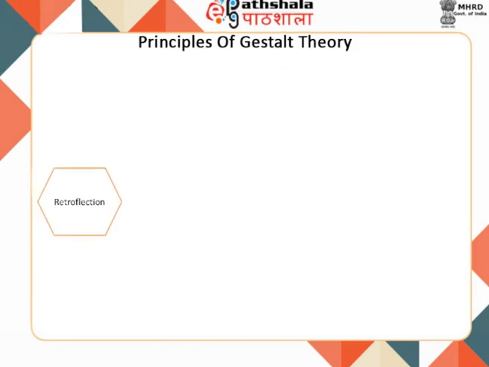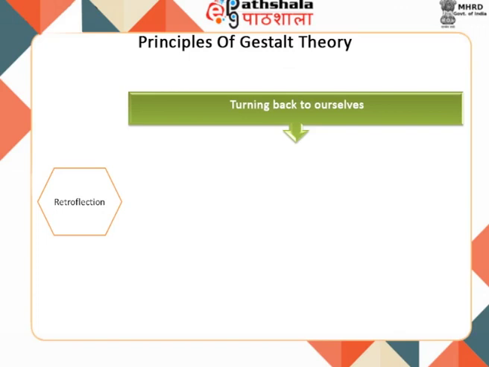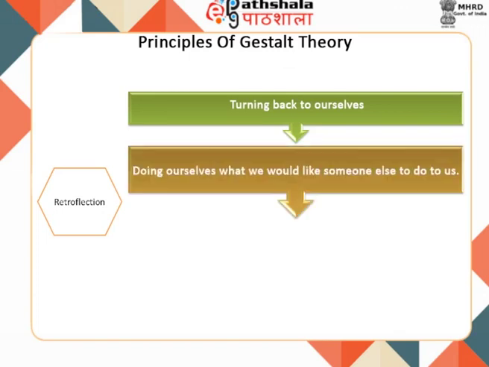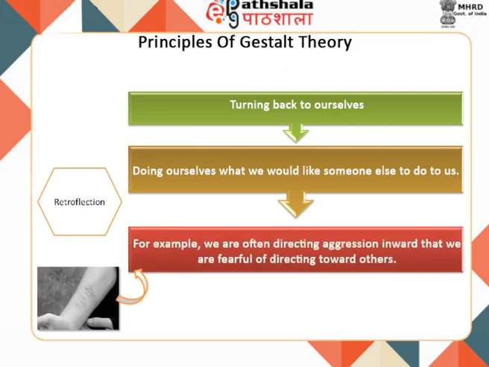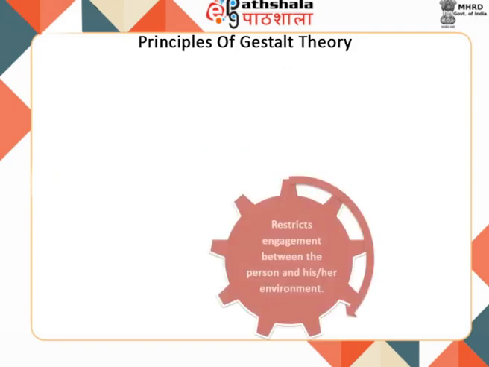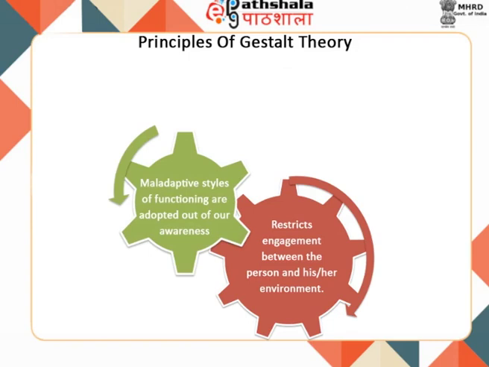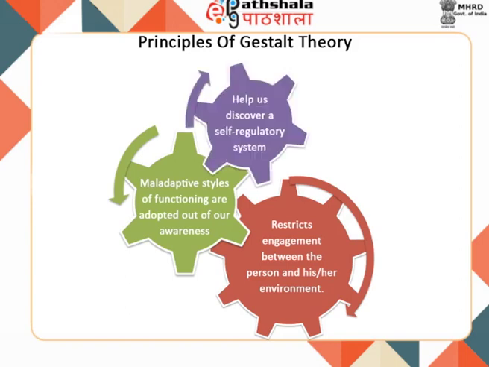Retroflexion consists of turning back to ourselves what we would like to do to someone else, or doing ourselves what we would like someone else to do to us. If we lash out and injure ourselves, for example, we are often directing aggression inward that we are fearful of directing towards others. This process seriously restricts engagement between the person and his or her environment. Typically, these maladaptive styles of functioning are adopted out of our awareness. Part of the process of Gestalt counseling is to help us to discover a self-regulatory system so that we can deal realistically with the world.